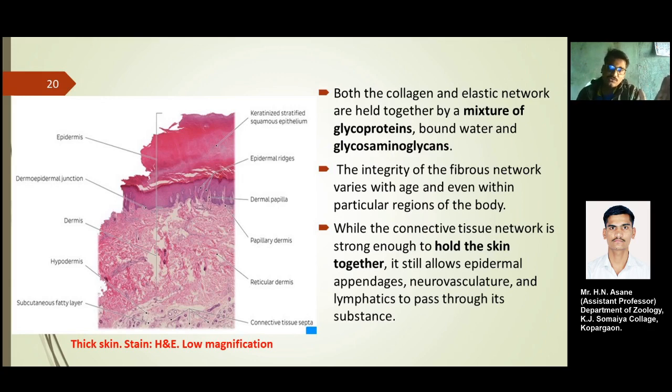This connective tissue network is strong enough to hold the skin together, and yet it still allows the epidermis and appendages, and neurovascular and lymphatic structures, to pass through its substance. The lymphatic substances pass through the layers known as the dermis and the hypodermis.